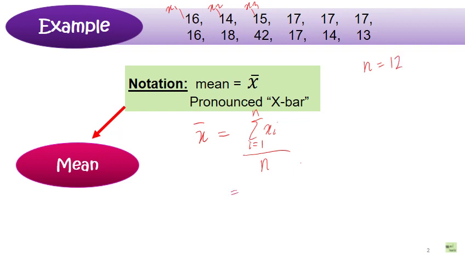So we'll just go 16 plus 14 plus 15 plus 17, 17. Even though it's repeated, you've got to write them out again. Plus 16 plus 18 plus 42 plus 17 plus 14 plus 13, all divided by your n, which is 12. And if you plug that in, you should get 18.